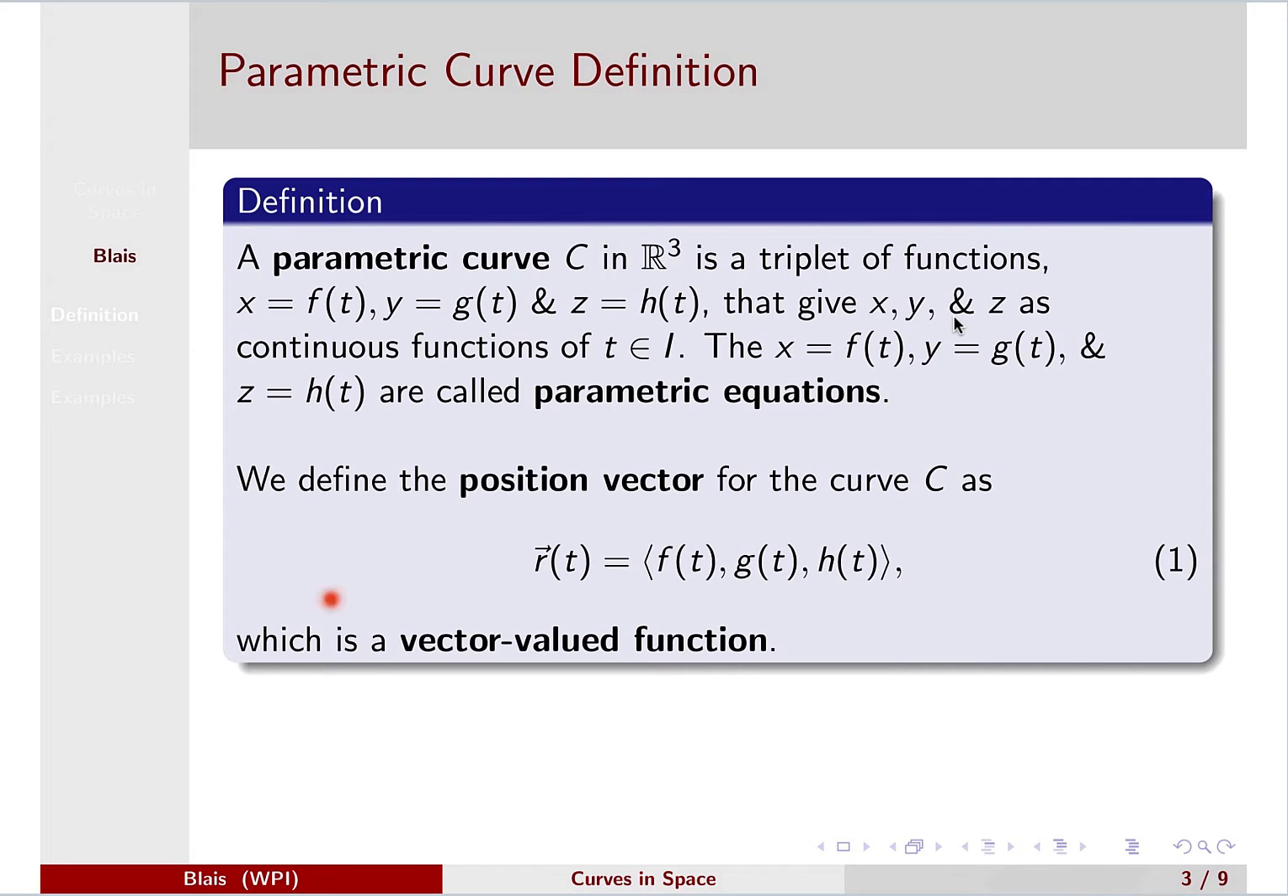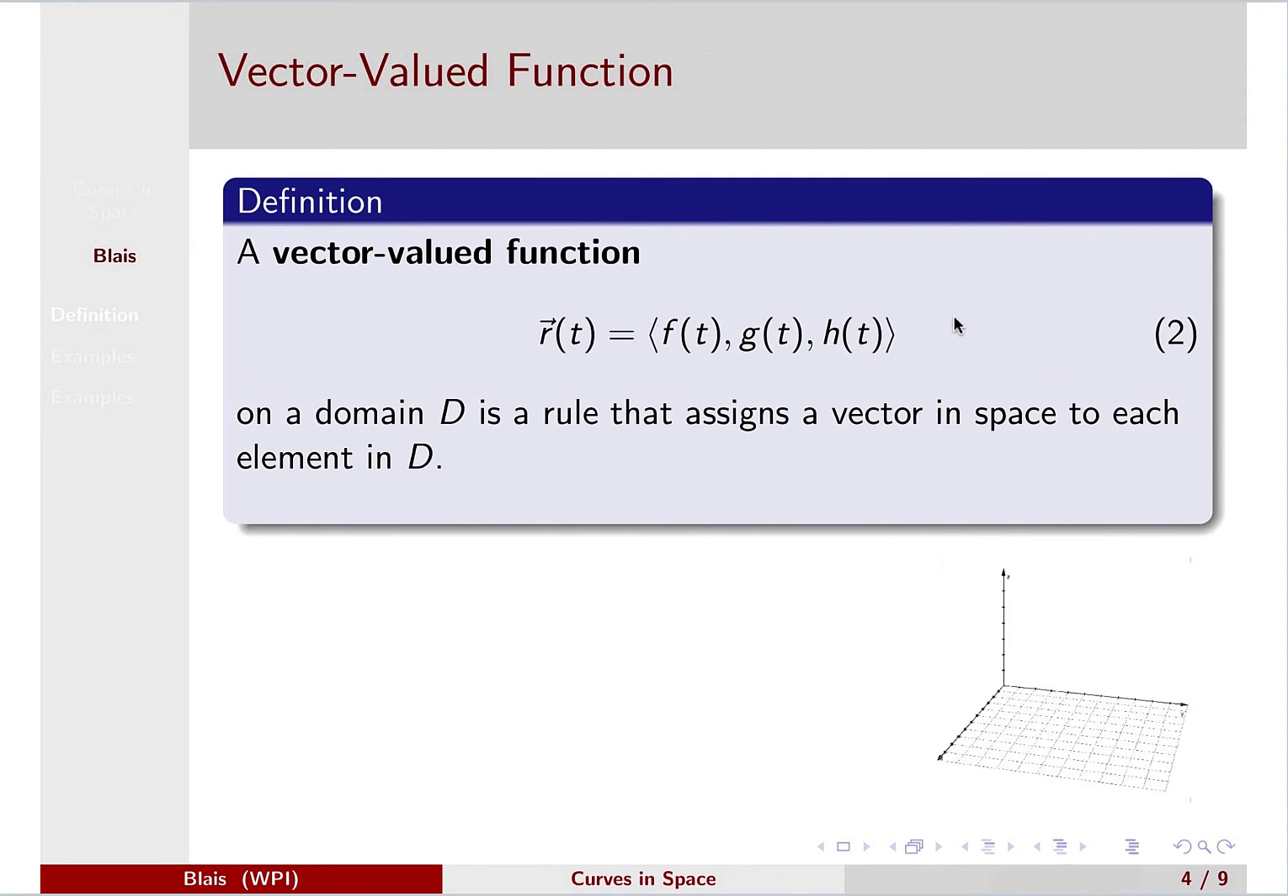We also add the terminology of the idea of a position vector. So the position vector for the parametric curve C is the vector with variable t, defined by this expression here, where each entry comes from the respective parametric equations. And this is a vector-valued function. A vector-valued function, as we wrote here, on a domain D, is a rule that assigns a vector in space to each element in D.